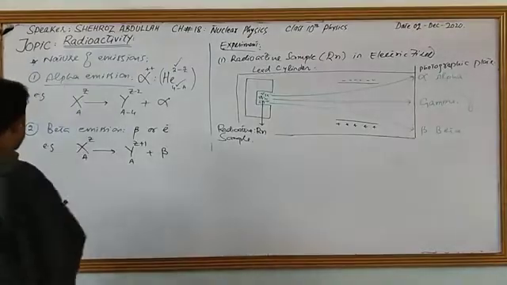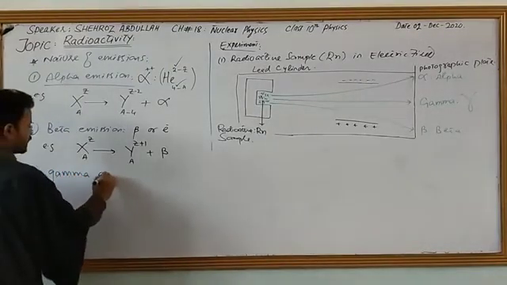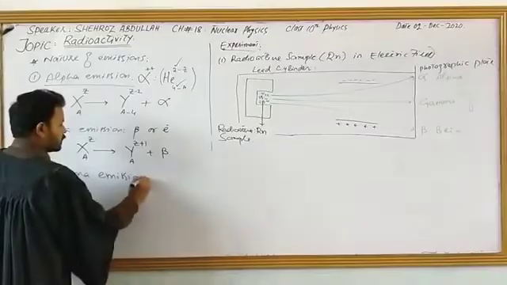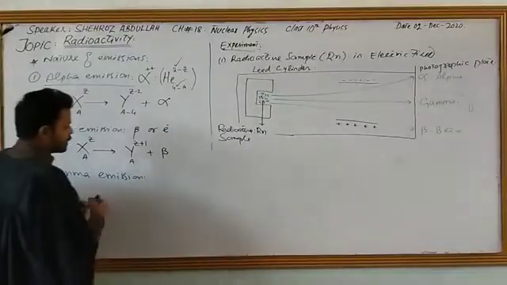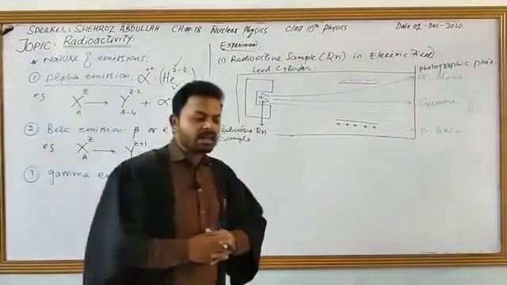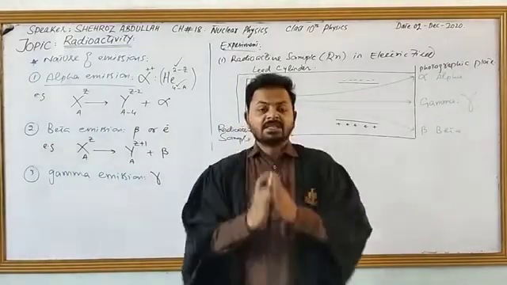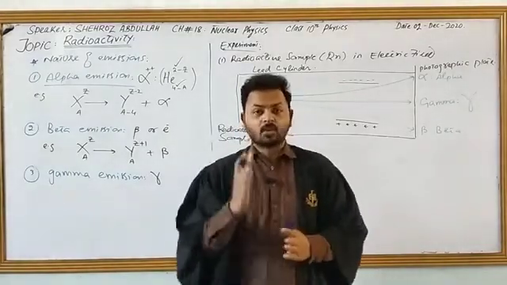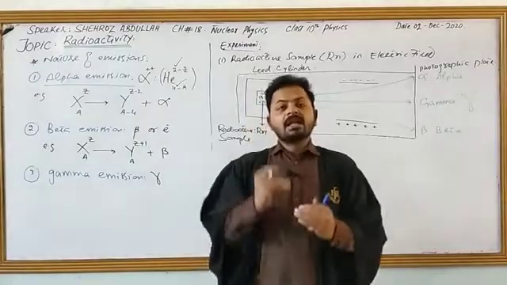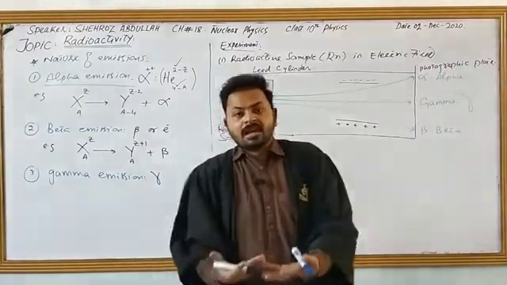Okay. Now coming towards gamma emission. You know, gamma is shown by this symbol. Gamma is not a particle. Gamma is showing you just energy. It is in the form of an electromagnetic wave. Gamma is not a particle. Gamma cannot make any new element.